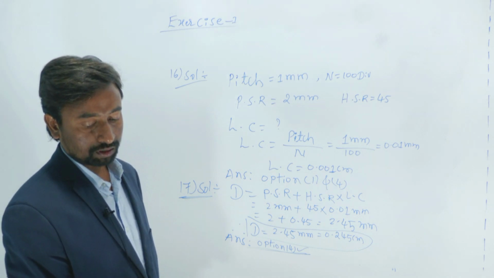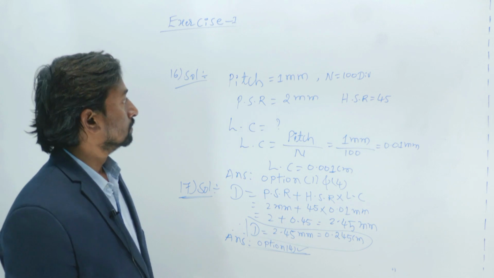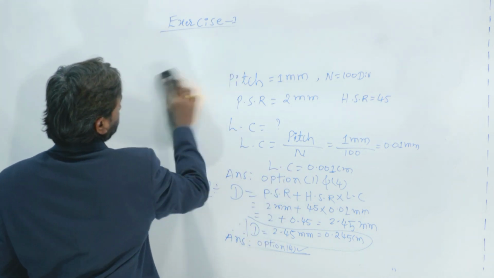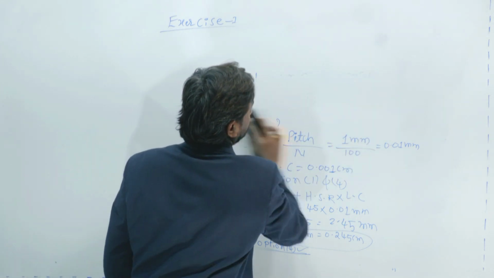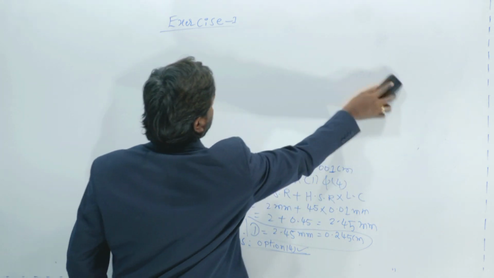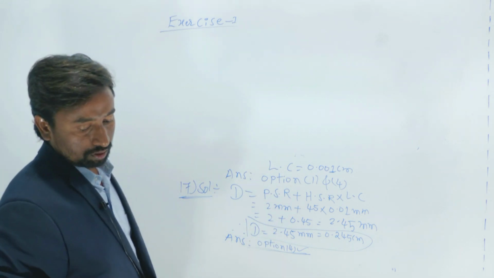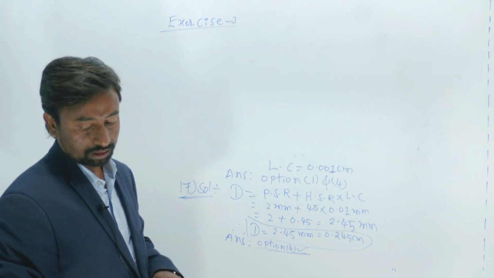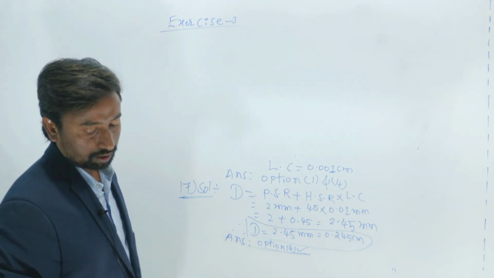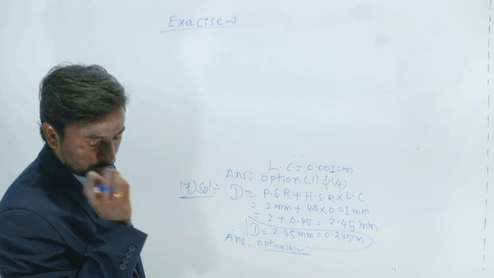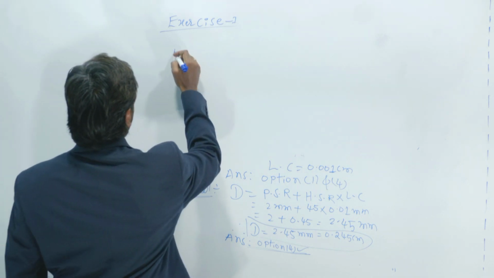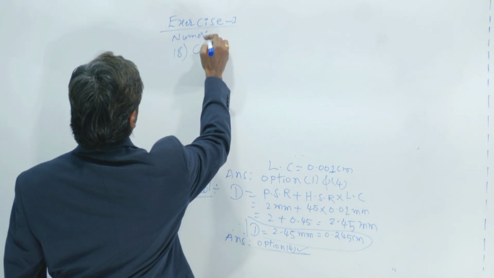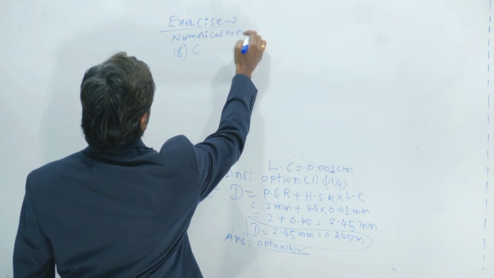Now integer type question, 18th one. The pitch of the screw gauge is 1 mm and least count is 0.001 centimeter. The number of divisions marked on its thimble are. So here 18th solution, it is a numerical type question.